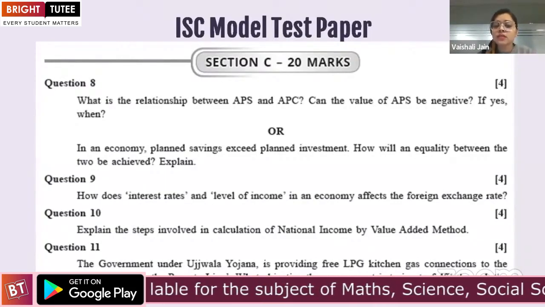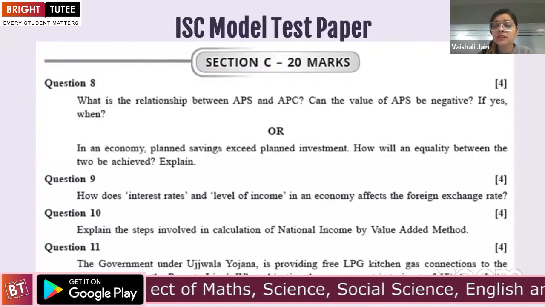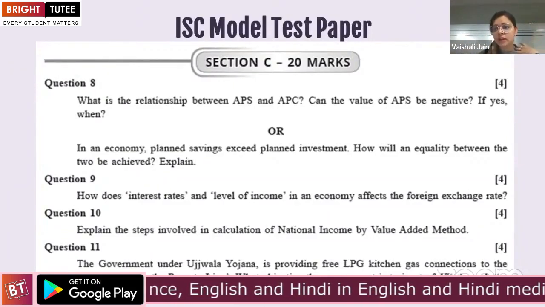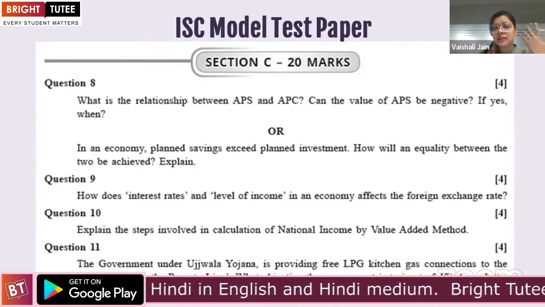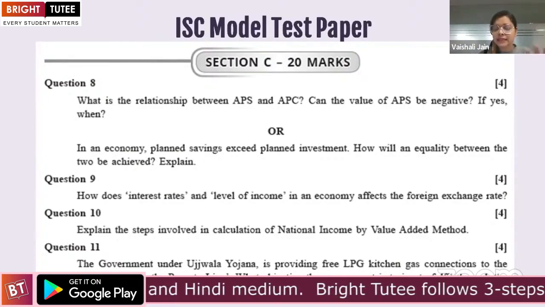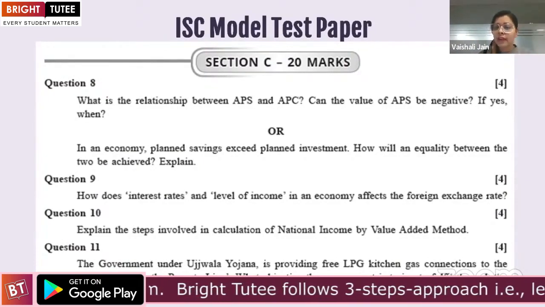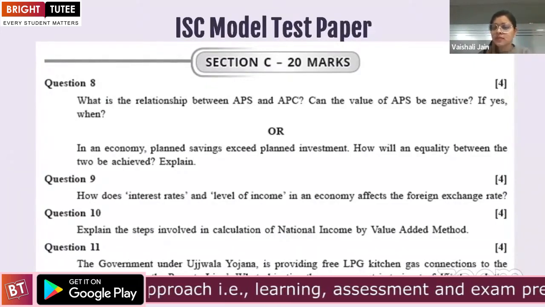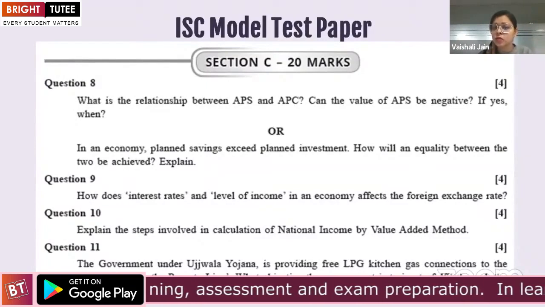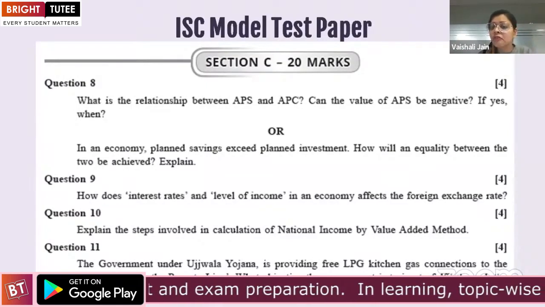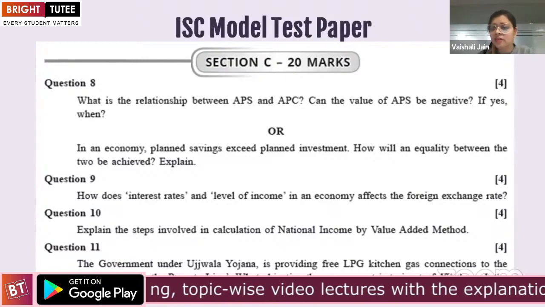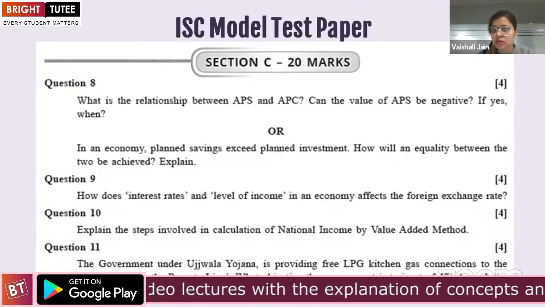So if the question is what is the relationship between APC and APS, if the child is willing to do that, the child should be able to derive it numerically also. We know that Y = C + S, so Y/Y = C/Y + S/Y. We will have APC + APS = 1, and then the relationship is derived, and then the child can explain the reason also for the same. And then, can the value of APS be negative? Yes, the value of APS can be negative in case of autonomous consumption.